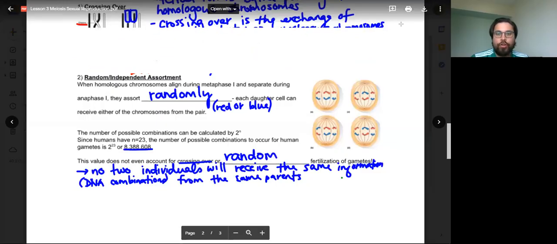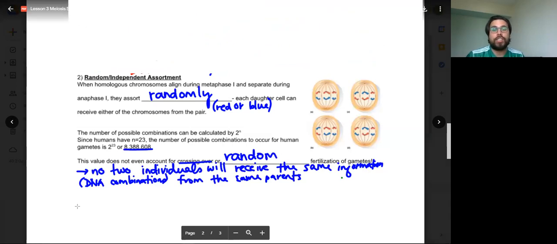All right, so we have crossing over as one way with which genetic variation is introduced. And then we also have random/independent assortment. These two words are interchangeable. Random and independent assortment are interchangeable. So this is when homologous chromosomes align during the processes of metaphase 1, as well as separation during anaphase 1. They will assort randomly, meaning each daughter cell can receive either chromosome from that pair, red or blue.